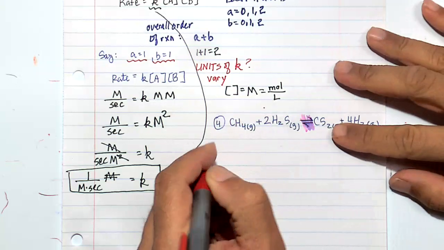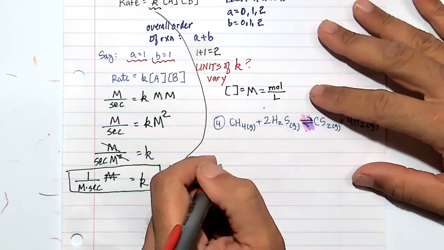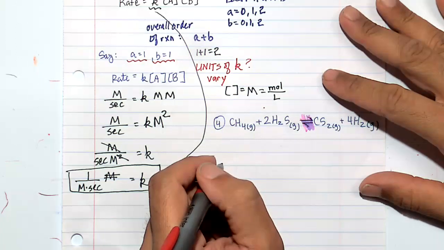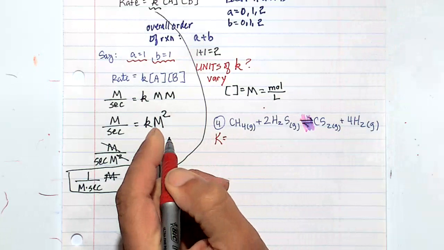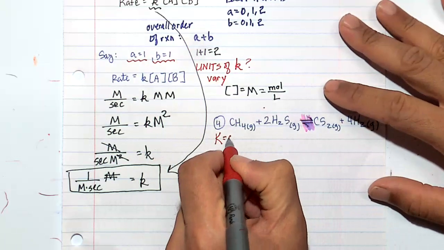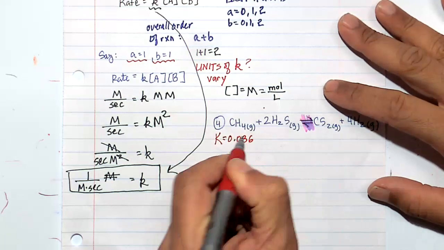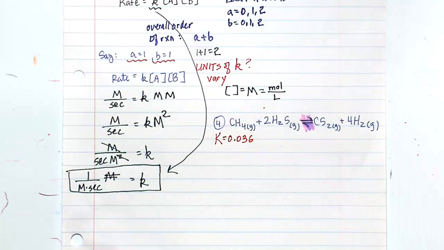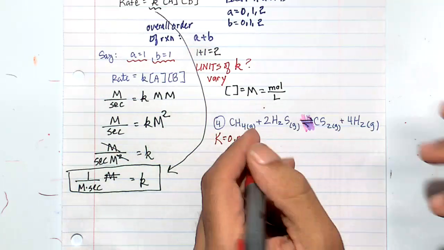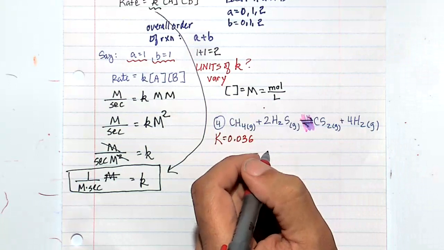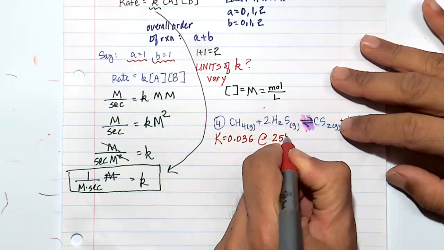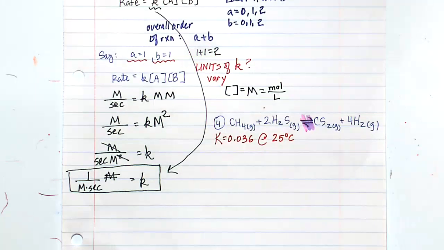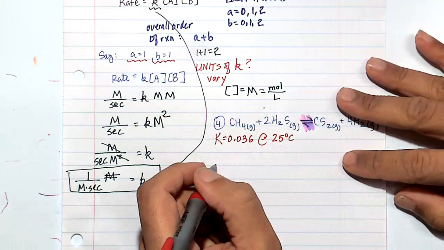Okay. First of all, let me give you some hypothetical terms here. Let's tell you the K for this reaction is 0.036. K has to be given to you, obviously. And K is always quoted at a specific temperature. So we'll say this temperature is 25 degrees C. Okay. K, capital K, is always at a specific temperature. All right, so let me give you some numbers here.